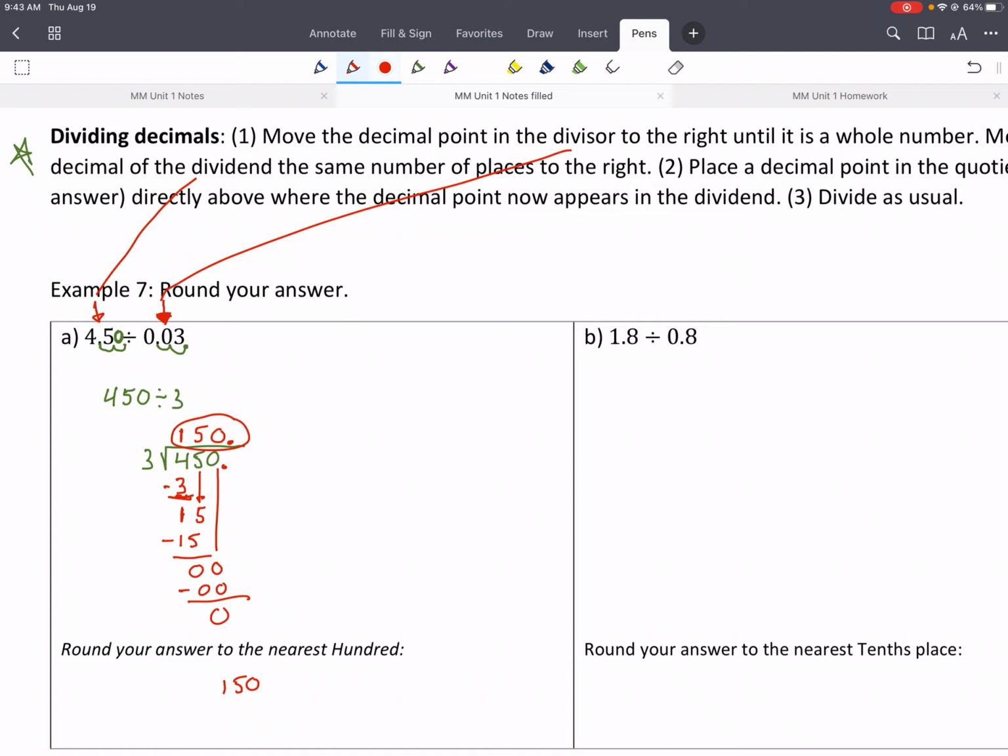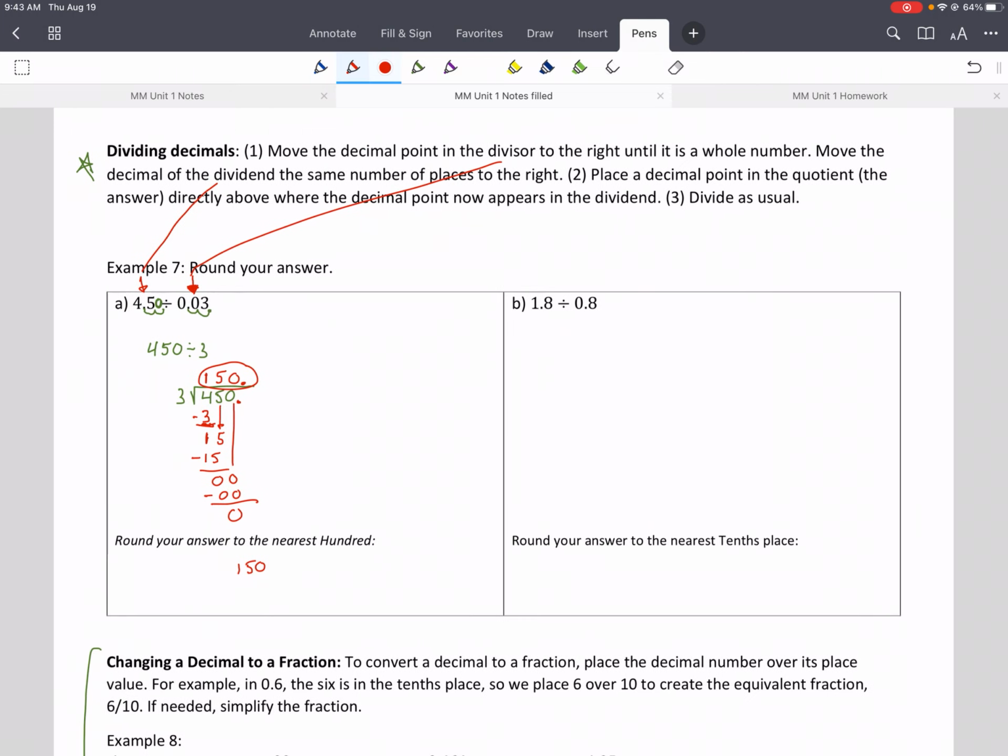If you're using your calculator, you don't need to move the decimals or anything. You can just plug it in just how it is. All right? If you'd like to practice B, use your calculator.